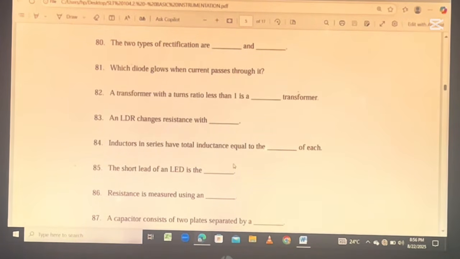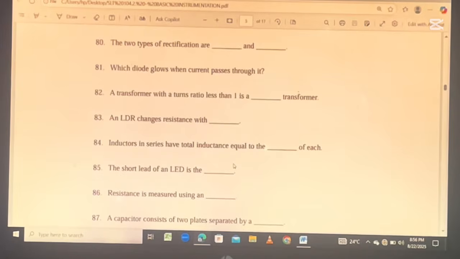Number 83, an LDR changes resistance with what? An LDR changes resistance with light intensity. Okay. Number 84, inductors in series have total inductance equal to the dash of each. So it has total inductance that is equal to the sum of each.